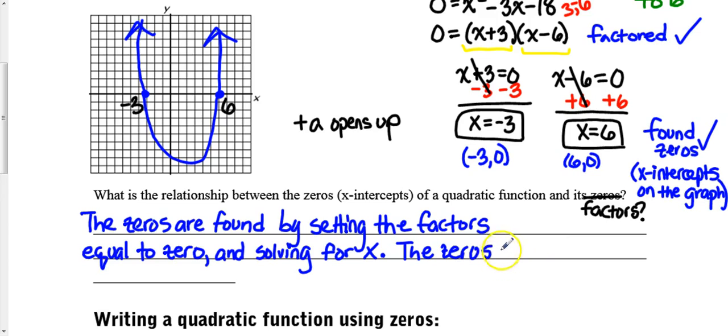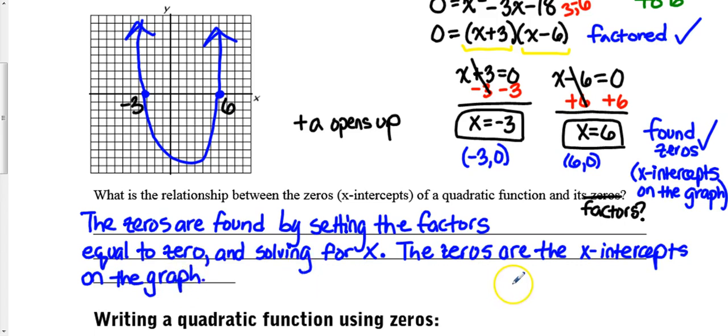The zeros are the x-intercepts on the graph. So the zeros are found by setting the factors equal to 0 and solving for x. The zeros are the x-intercepts on the graph.